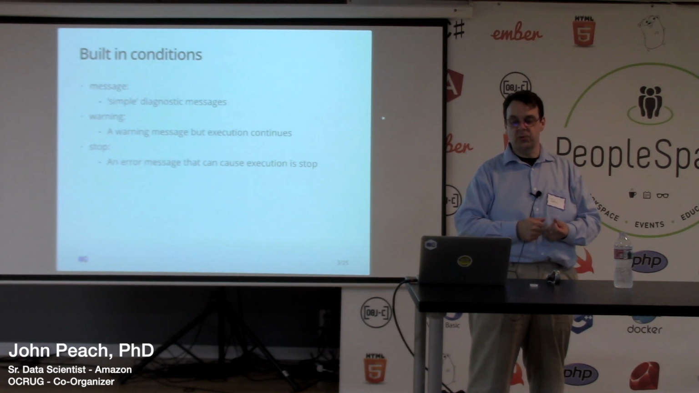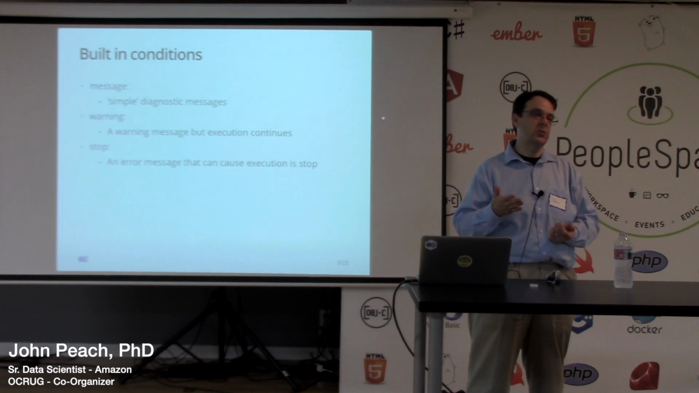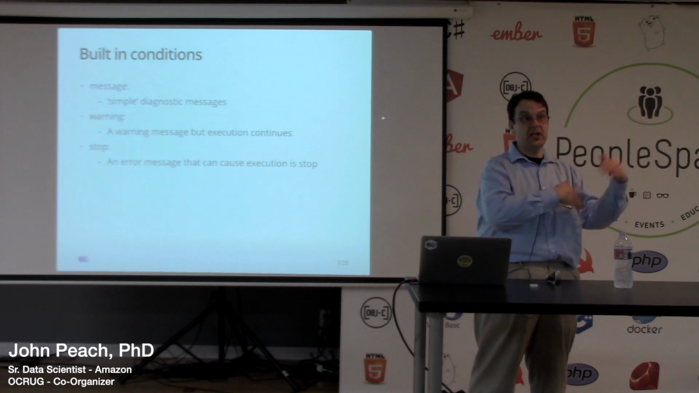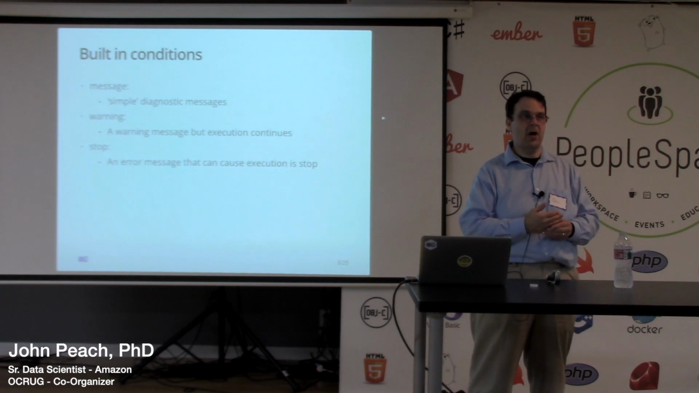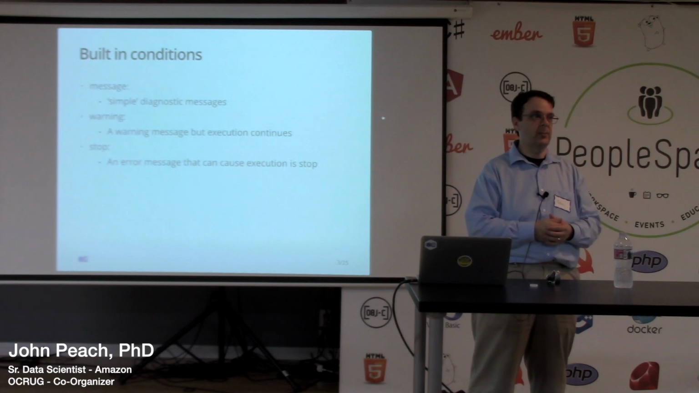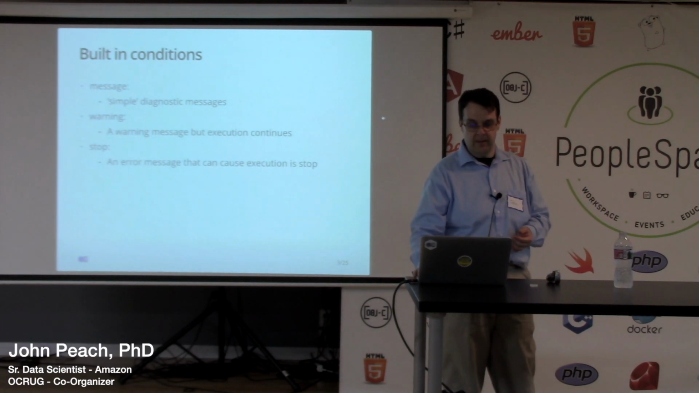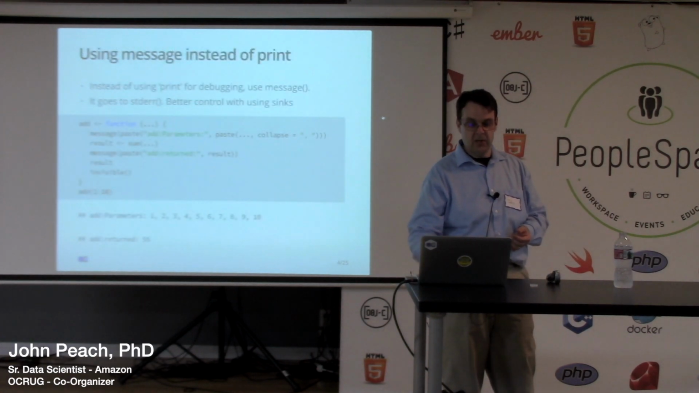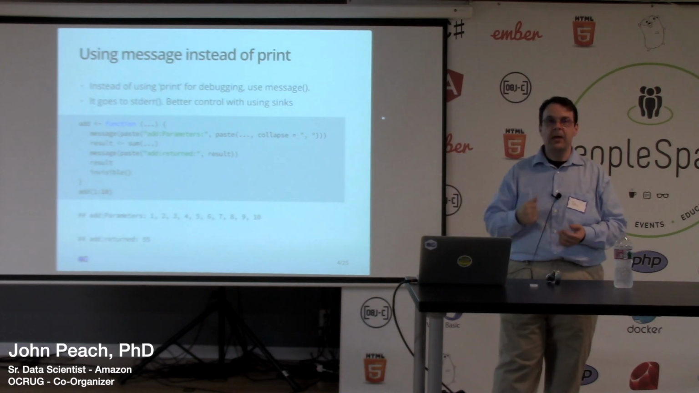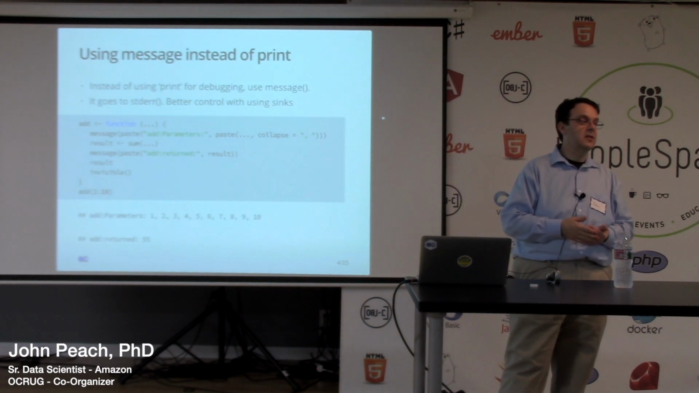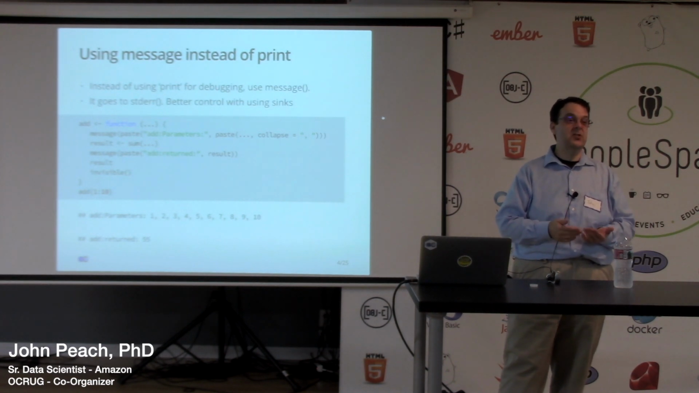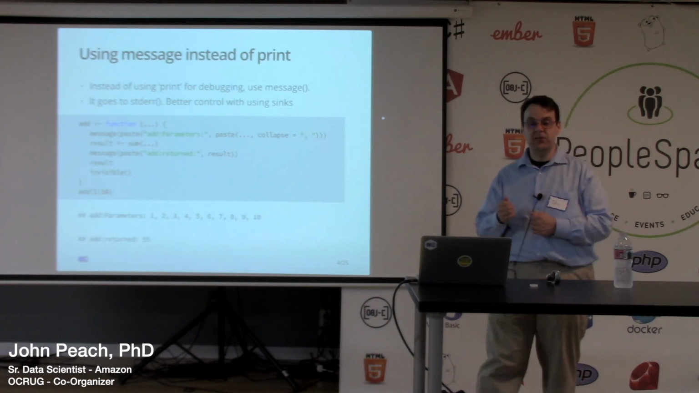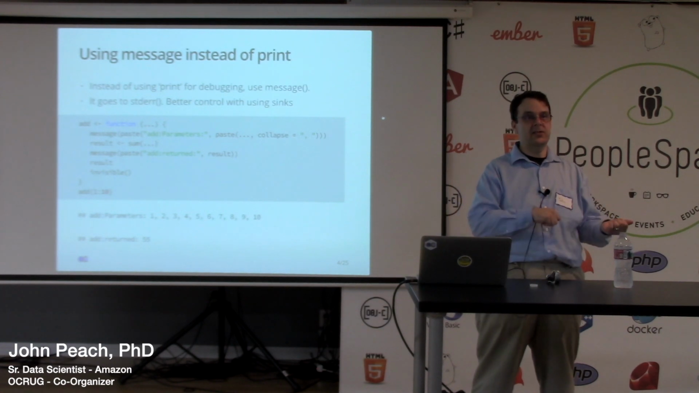Warning allows you to send warning messages while your code is running, and they can actually get collected up and displayed after the code is finished executing. And then stop is like stop running, and you can display error messages. So if you're using print statements in your R to debug stuff, it's very simple to stop doing that. Just replace your print statement with a message statement.